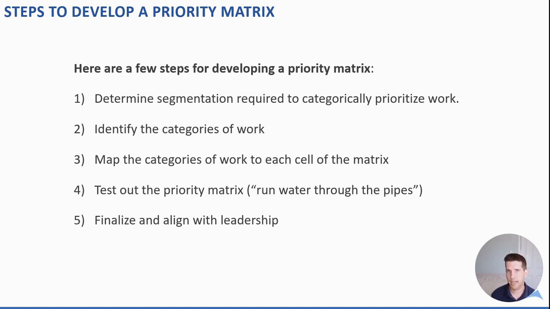Finally, you want to align this with leadership. And as we just showed on how it works, it's useful to show examples of existing work requests or projects and how they would map to the priority matrix. So those are your 5 basic steps for developing a priority matrix.